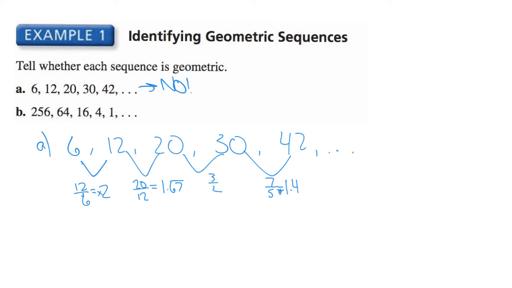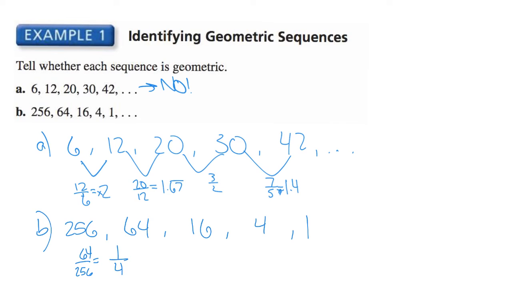All right, B. Got 256, 64, 16, 4, and 1. Okay, so 64 divided by 256 gives you 1/4. Plug it in, you'll get 0.25 in your calculator. 16/64 is 0.25, or 1/4. Hopefully you see that 4/16 is 1/4. And 1/4 is 1/4. So B is definitely geometric.